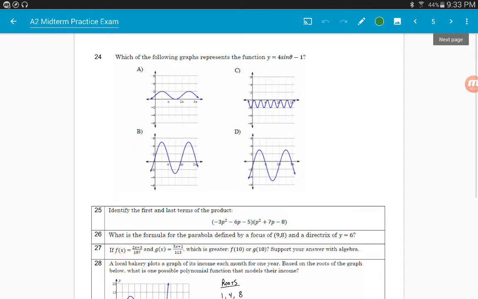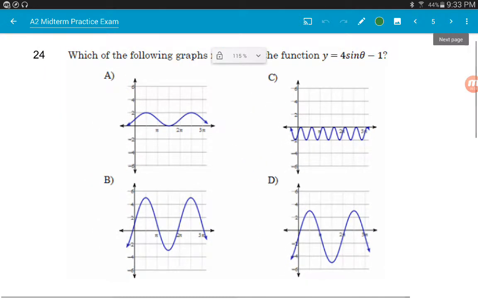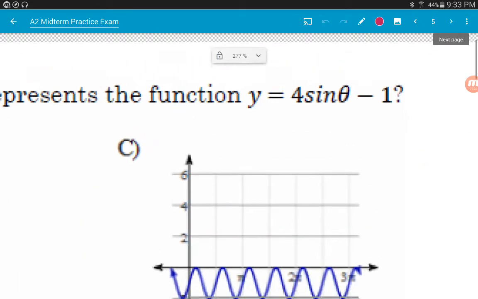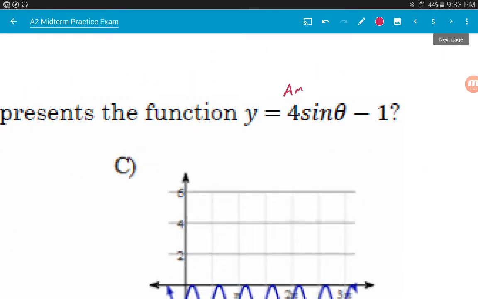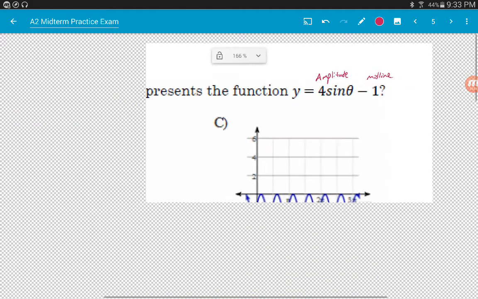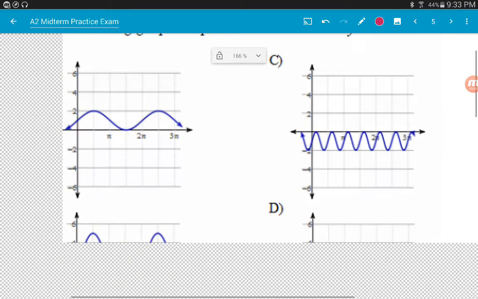24. Which of the following represents the function 4 sine theta minus 1? What you need to remember about this is that the 4 is the amplitude, and the minus 1 is the midline. So which one of these has a midline of negative 1?